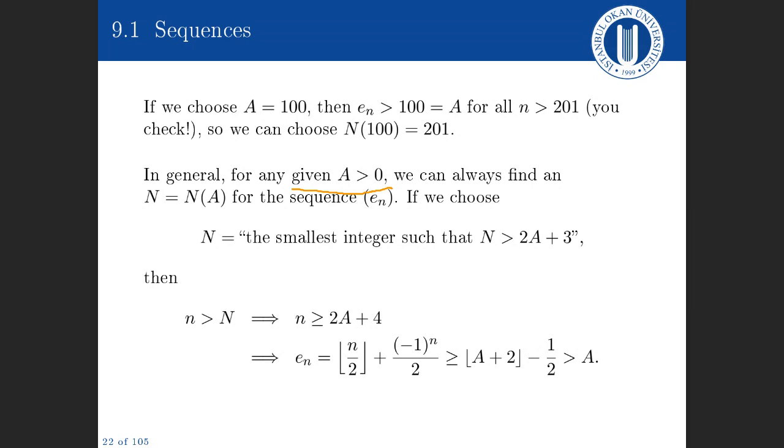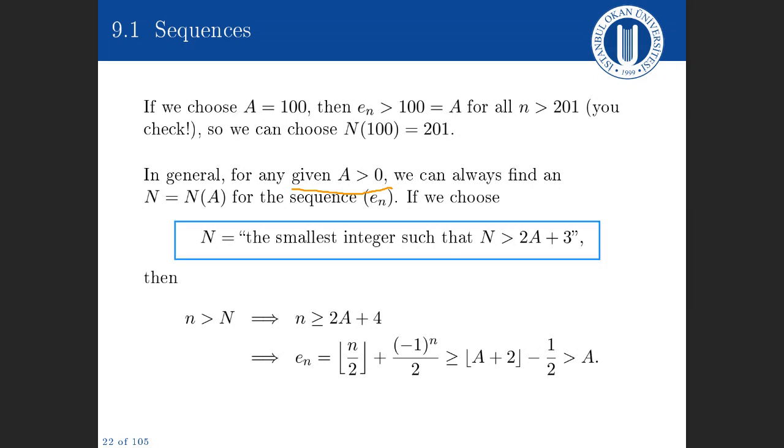The way, in this example, that we could do this is we could say, let capital N be the smallest integer such that capital N is bigger than 2A plus 3. And if we choose that, if small n is bigger than capital N, then small n must be greater than or equal to 2A plus 4. But then n over 2 must be bigger than A plus 2. What's the smallest that minus 1 to the power n over 2 could be? The smallest it could be is minus a half.